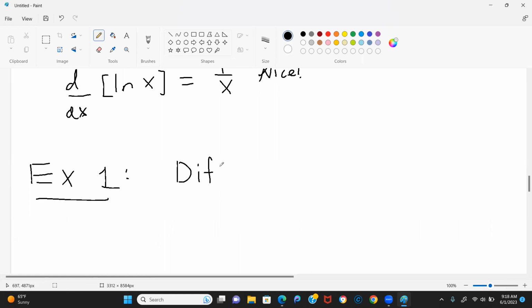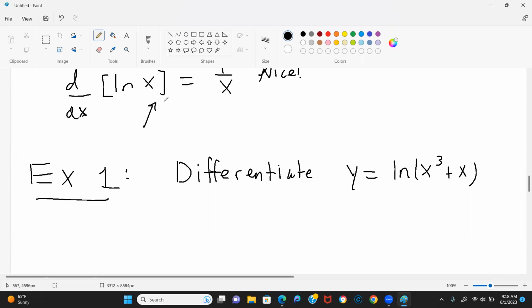All right, so now that we have this formula, let's use it to compute some derivatives. We want to differentiate the following function: y is equal to ln of x cubed plus x. We know how to take the derivative of ln x, 1 over x, but we don't just have ln x here. We have ln of x cubed plus x, so we have to use the chain rule. We have a composition of functions, right?